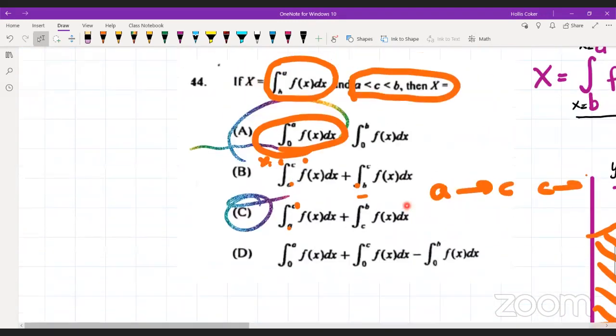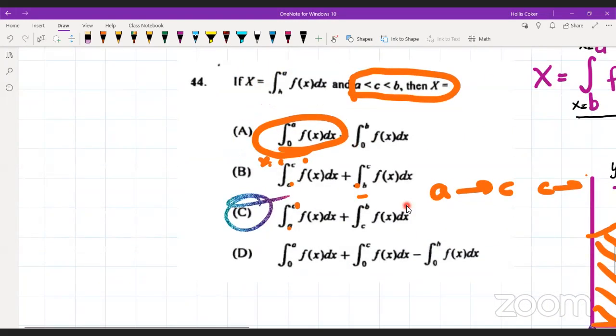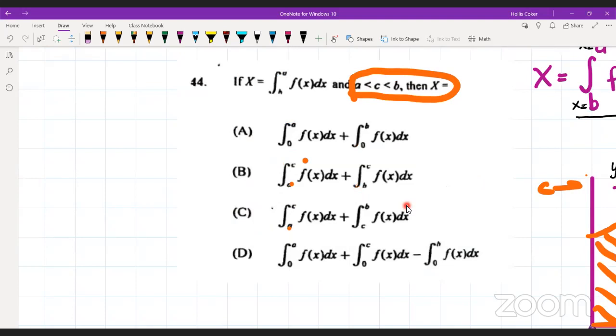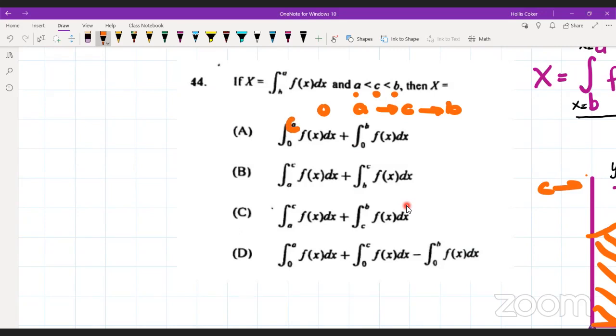All right, so let me clear up all of this. See that A is less than C, which is less than B? It means on the x-axis, you'll encounter A first when you're going from 0, then you'll meet C, and then you'll meet B. Now, when you're integrating, normally it is the upper one that takes away the lower one.